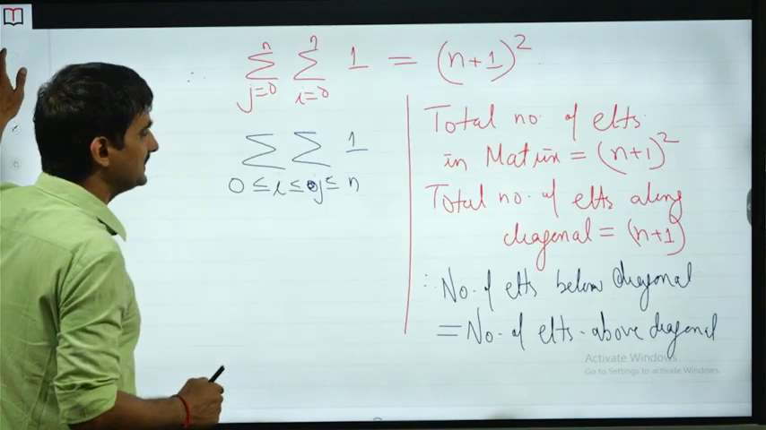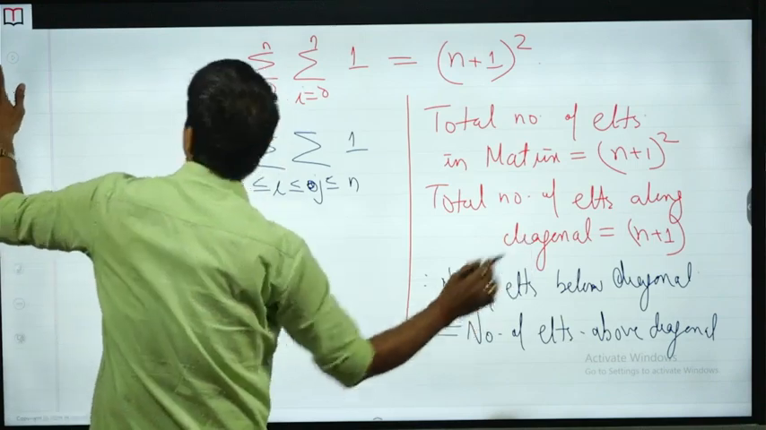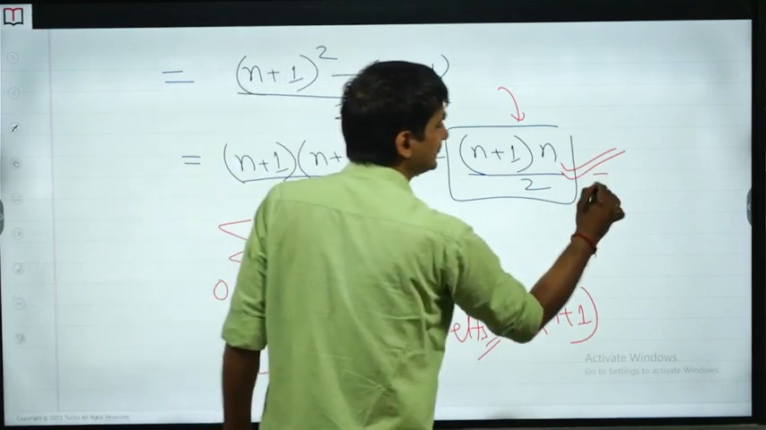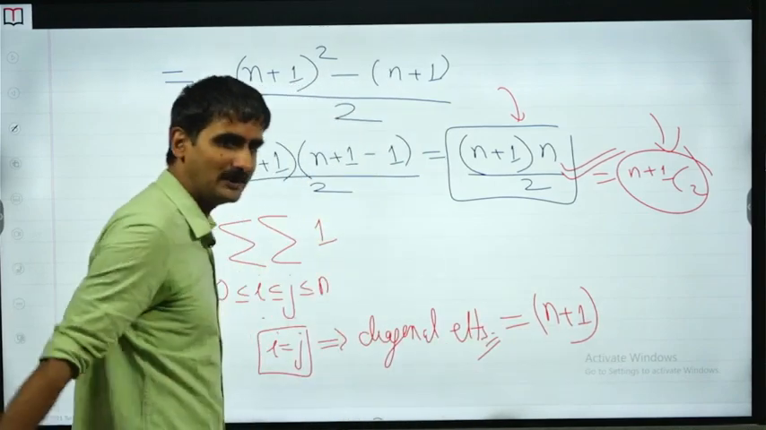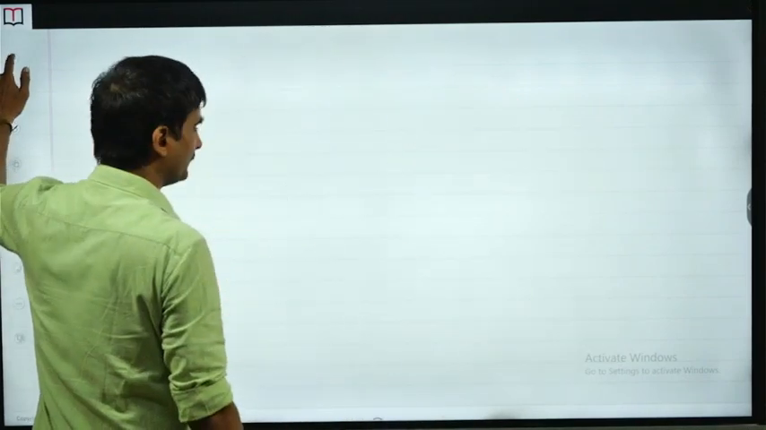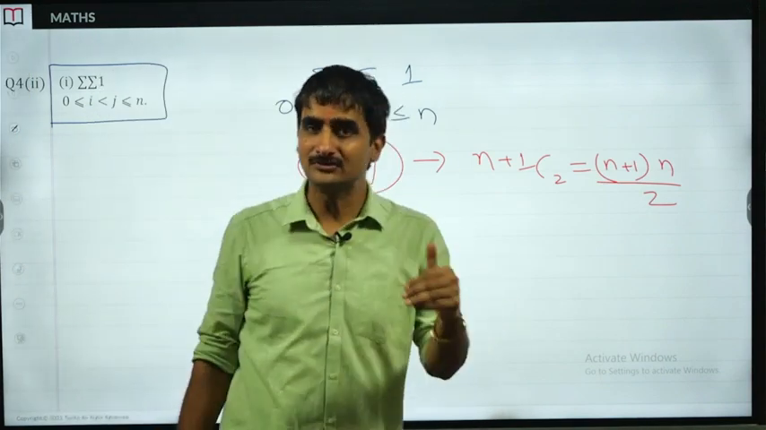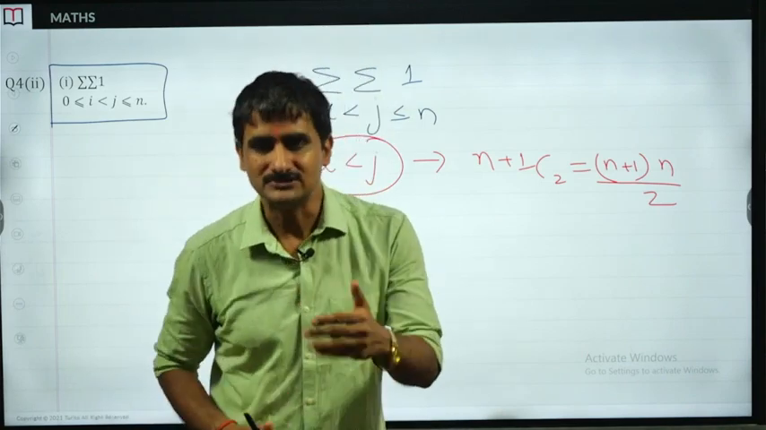So how many elements do we have below the diagonal? The number of elements above the diagonal or below the diagonal is (n plus 1) into n by 2, which is nothing but n plus 1 C 2. So that matches again, the matrix method and the number-of-ways-of-selection method. You can use any one of these two methods to solve such double summations.